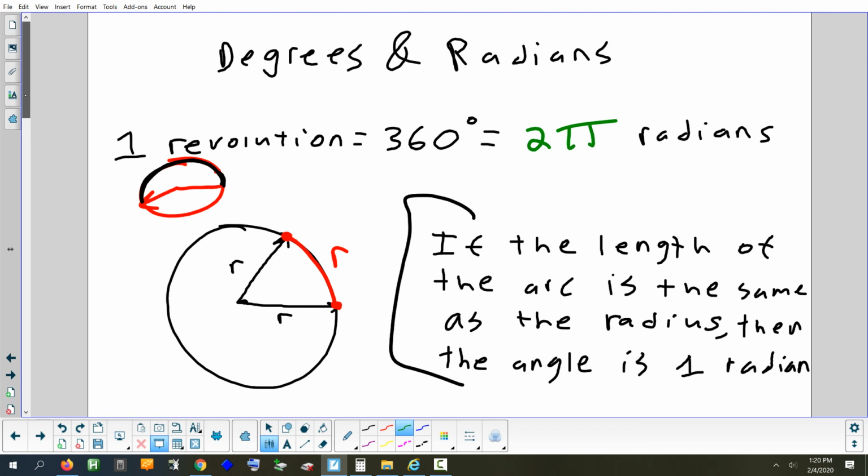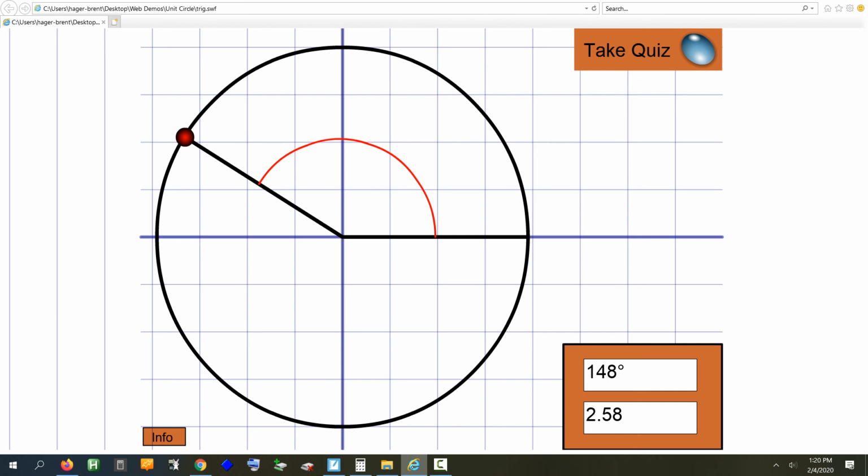That's why, if you noticed when I was drawing this, you might have seen that number at the bottom. Well, the top number is degrees, and the bottom number is radians. Did I get it right on 360? It says 2 pi, and that's where the 2 pi comes from.